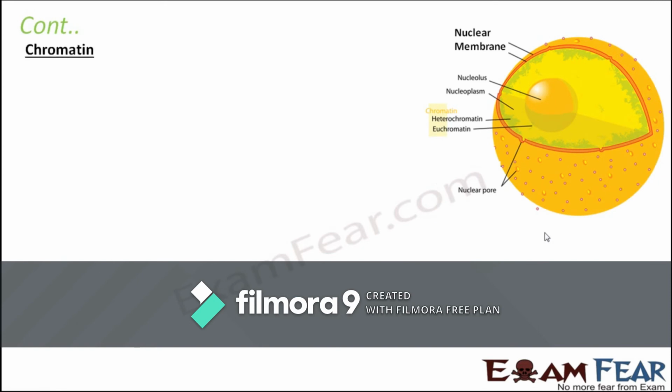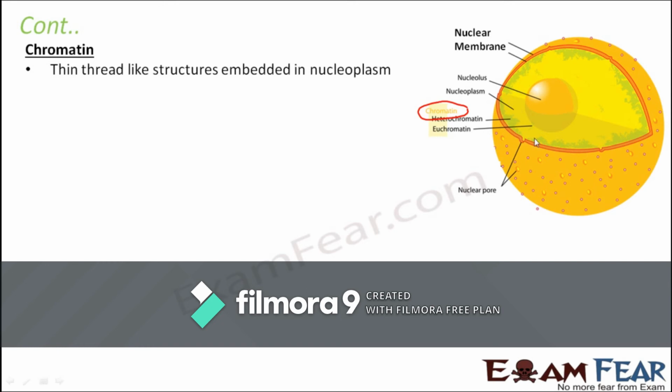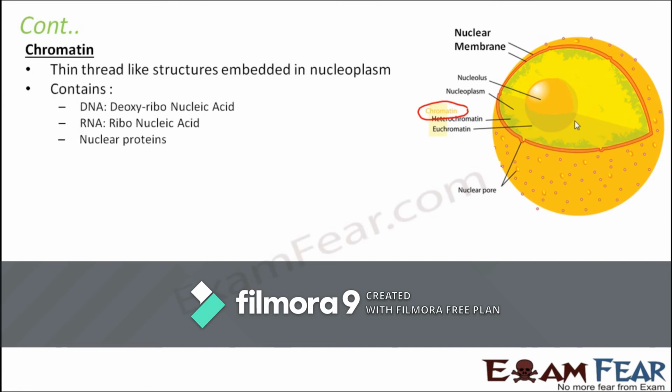Then the next part is the chromatin. Chromatins are nothing but thin thread-like structures which are embedded in the nucleoplasm. As you can see here, these are the chromatin, the green thread-like structures. Now chromatin, again, are of two types. One is euchromatin and the other one is heterochromatin.